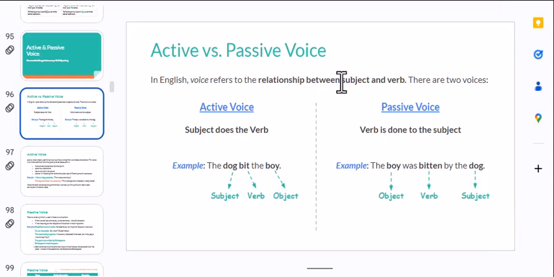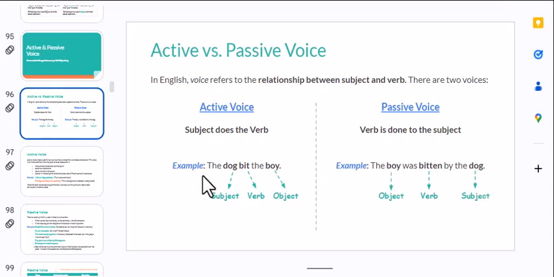Basically, the active voice is when the subject does the work. For example, in this example I have for you, the dog bit the boy. The dog is our subject, bit is the verb, and the boy is the object. It's very clear and simple, and I assume that you already know that. Now we can see here, the boy was bitten by the dog.